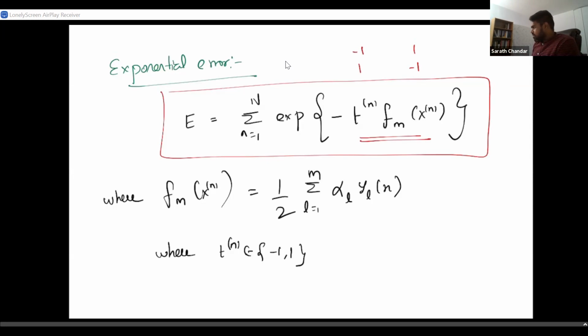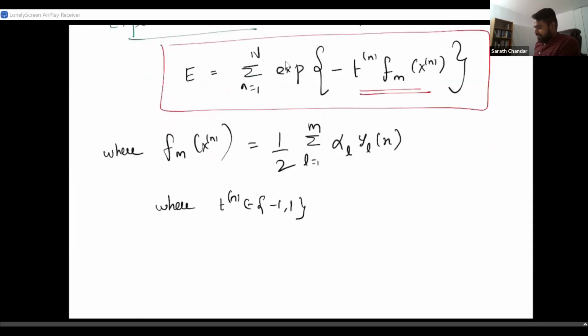There is a question: why would f_m of x be plus or minus 1? We are just treating the target to be -1 and +1. You could do the same with 0 and 1, but then the derivations are going to be different. It's similar to why we had +1 and -1 in the case of SVMs. We just use either -1, 1 or 0, 1 based on our mathematical convenience.